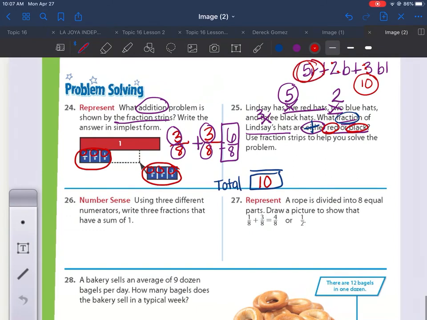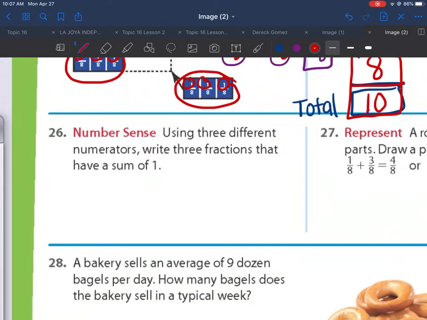How many am I looking for, red or black? How many red did we have? 5. How many black did we have? 3. So 5 plus 3 is 8. So my fraction is 8/10.